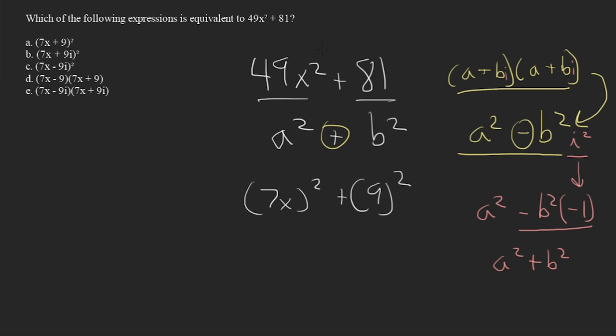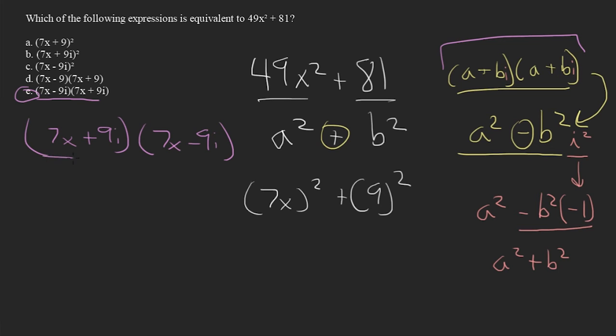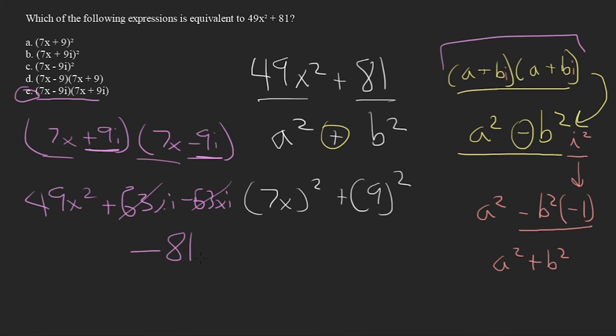Let's see if we have any answers that look like they're in this format, and we do, we have E right here. We have an a value, 7x plus 9i, and then 7x minus 9i. So E is our answer. FOIL it out, you'll see you get 49x squared plus 63xi minus 63xi. So those cancel out. And then a minus 9i times plus 9i is minus 81i squared, or plus 81.